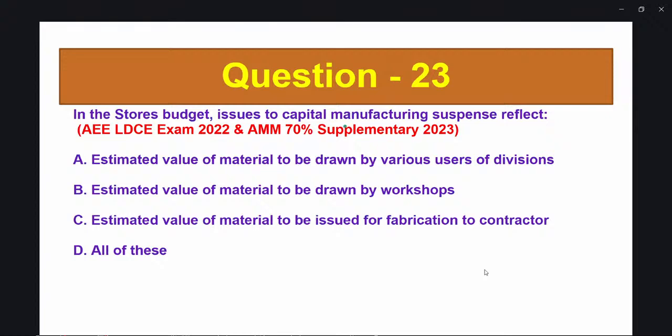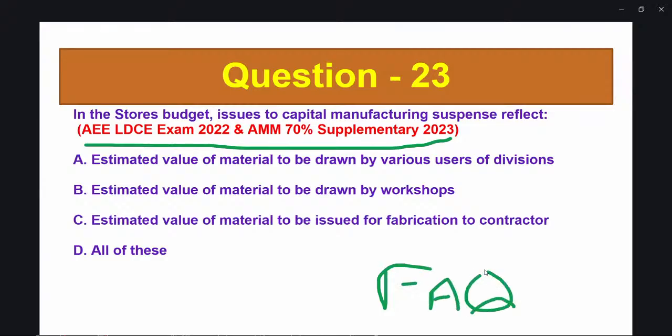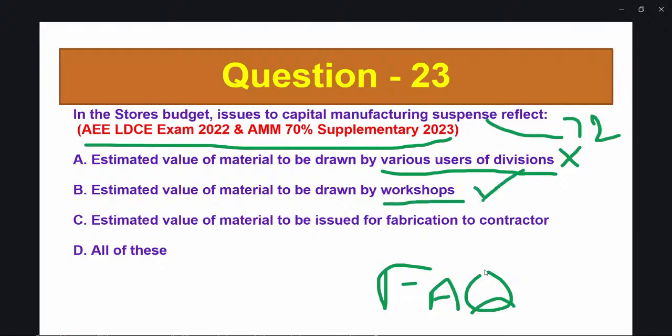In stores budget, issues to capital manufacturing suspense reflect. This is a very, very important and frequently asked question. Stores budget issues to capital manufacturing suspense. Manufacturing suspense means planet 72 WMS. Stores is 71. We'll check one by one. Estimated value of material to be drawn by various users of divisions. No, because 72 is only workshops, not divisions. So that's why it is wrong. Estimated value of material to be drawn by the workshop. Yes, this is perfect, because WMS is planet 72 manufacturing suspense.